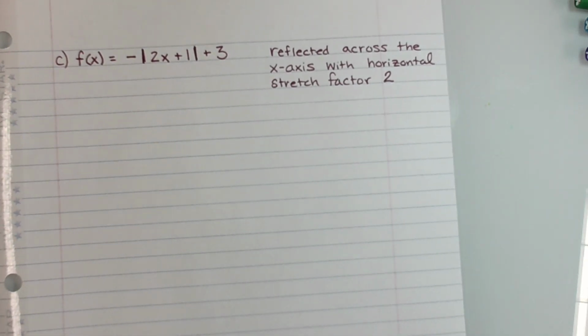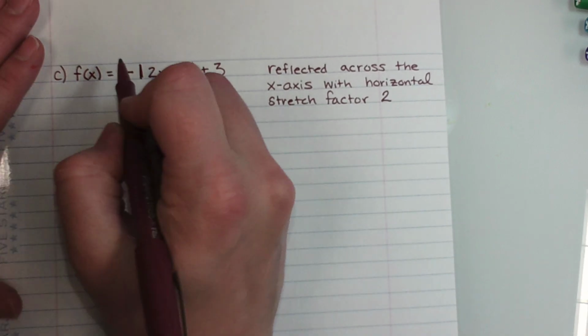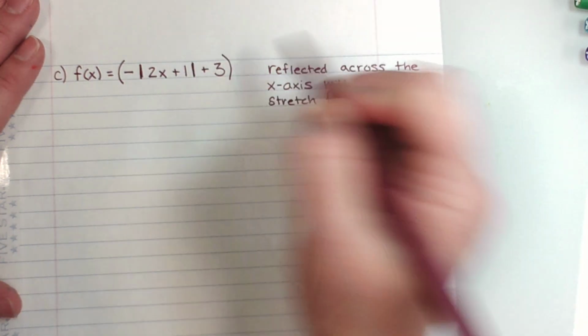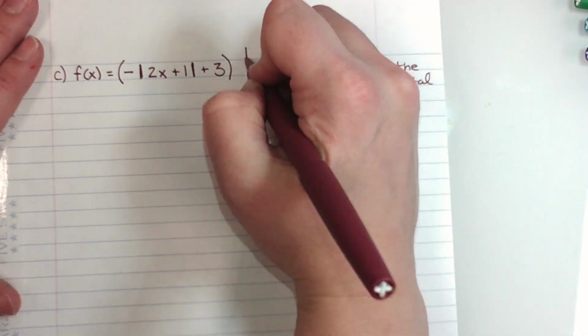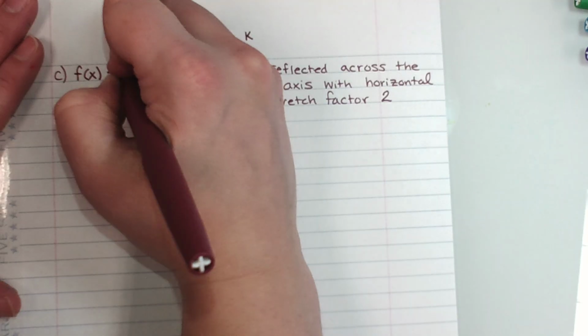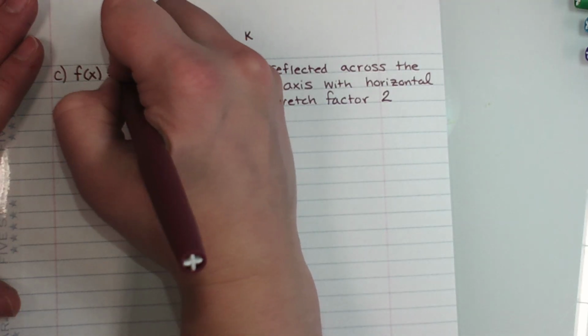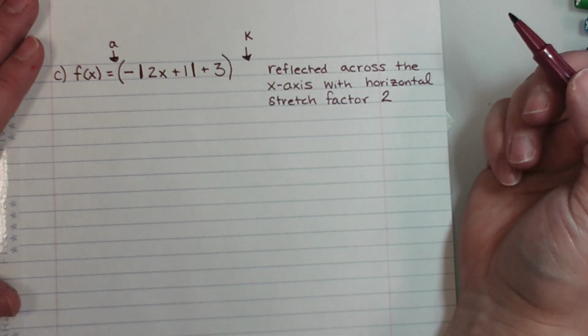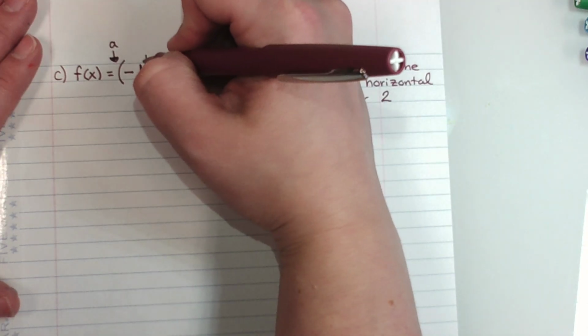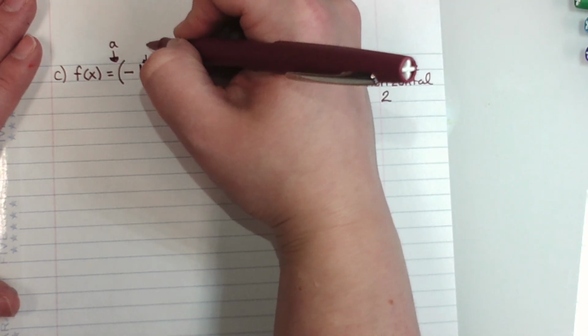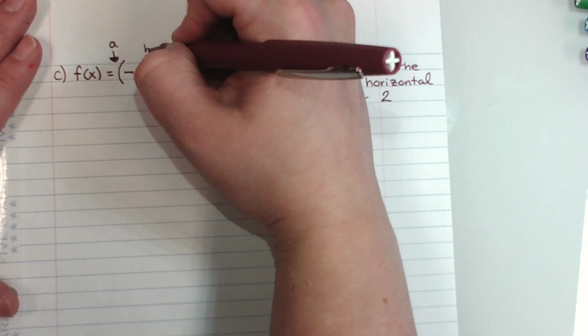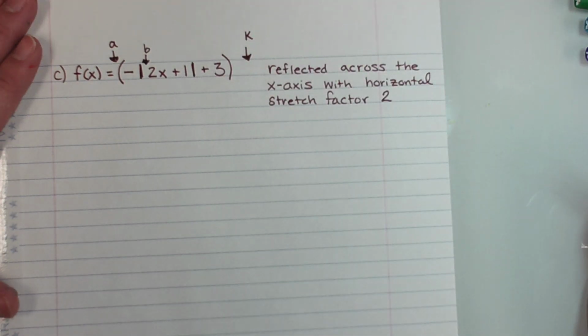F of x is equal to negative absolute value of the quantity 2x plus 1 plus 3. I remind myself that the entire thing goes into parentheses. K goes out here, A goes here. Now, remember, B always goes in front of the x. If there's a number already in front of the x, like this case, and I think other cases, you essentially are putting it in front of that.